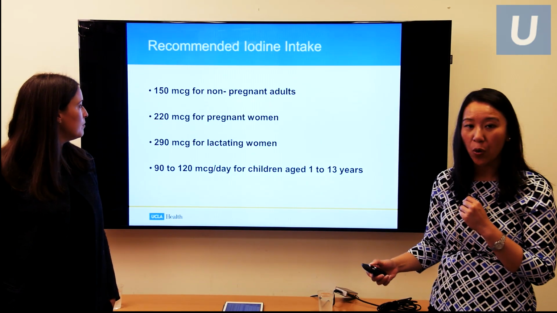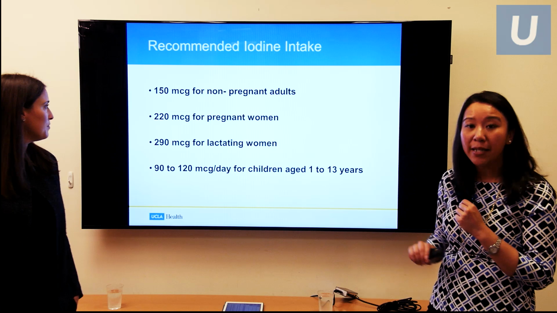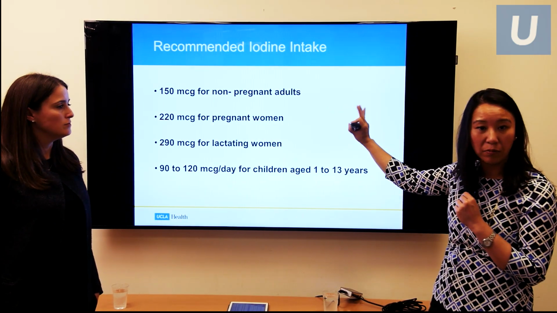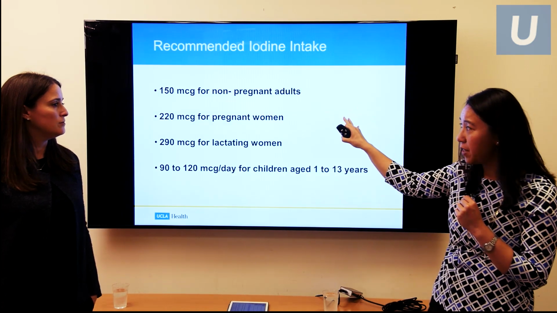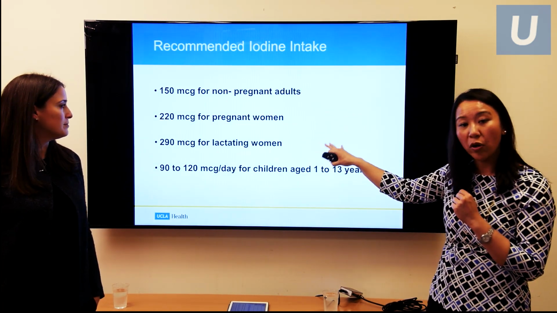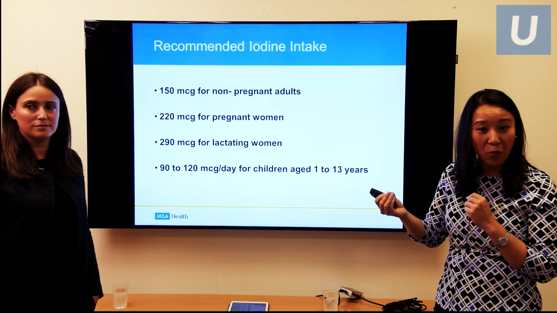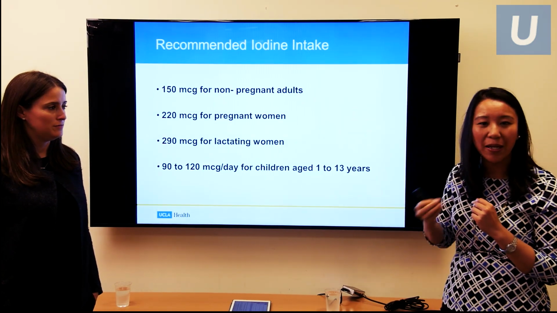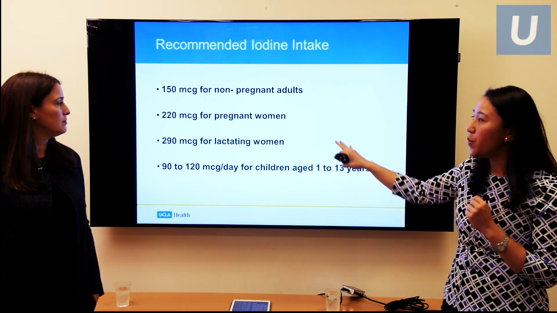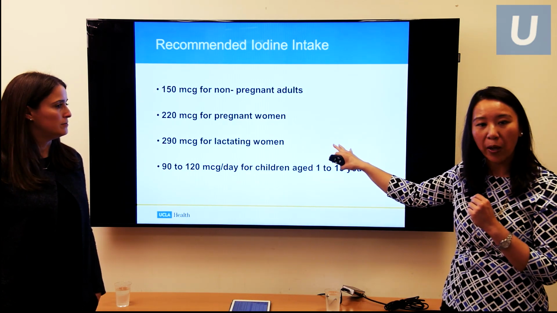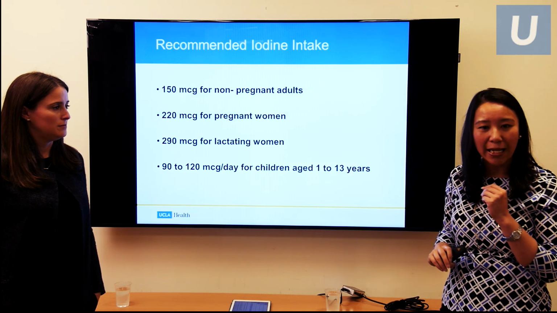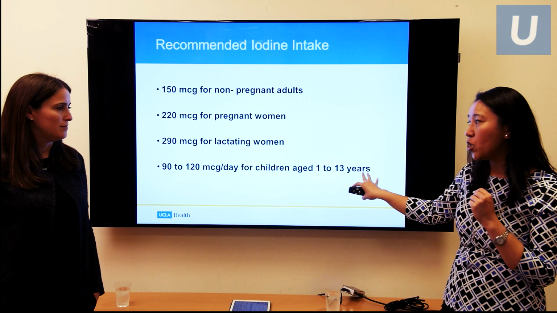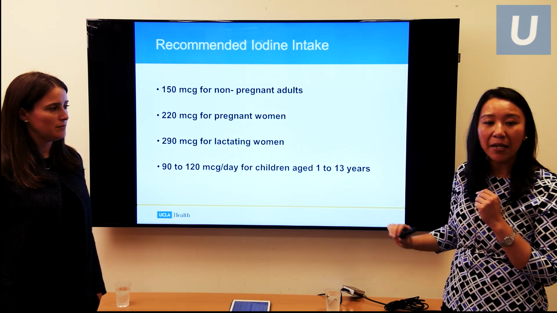But I wanted to show you the recommendations for iodine intake. If you're not pregnant, so this is your normal, non-pregnant, not breastfeeding adult, 150 micrograms. If you are pregnant or breastfeeding, the baby that's growing inside of you or has just been delivered requires a little bit of iodine for themselves as well because their thyroid is not yet functional. So these are the recommendations: 220 micrograms a day for pregnant women, 290 for lactating women. And then in children, a little bit less, 90 to 120.